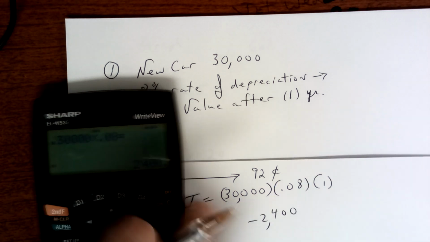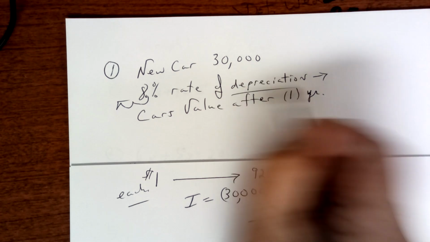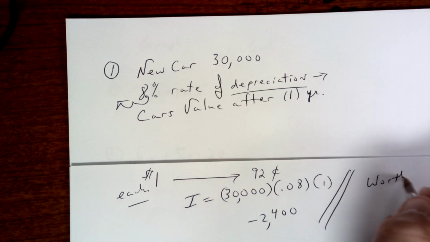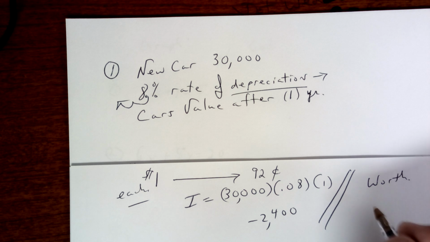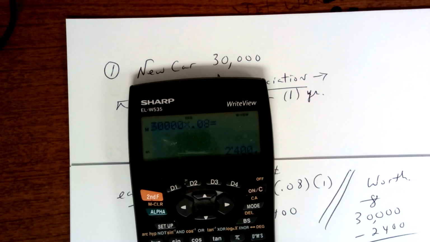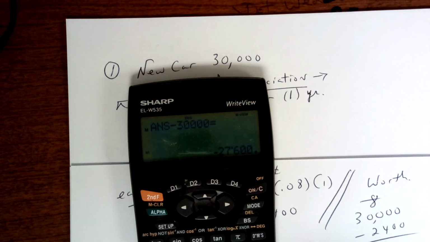That's what depreciation means. So your car is only worth whatever that is, 30,000 minus the 2,400. Okay? So it's 30,000 minus 2,400. It's going to be a negative, but don't worry about that. 27.6.